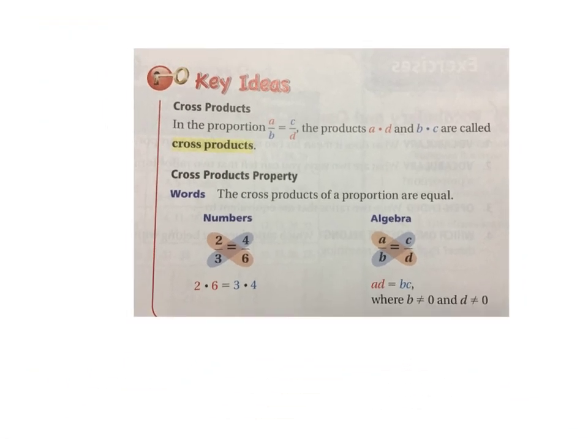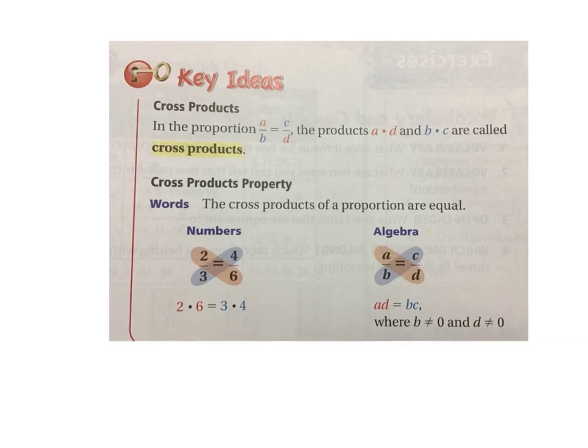Okay, we're going to talk about cross products. In the proportion A over B equals C over D, the products A and D and B and C are called cross products. That makes sense, guys. You've heard cross multiply and divide, right? I've said that multiple times.